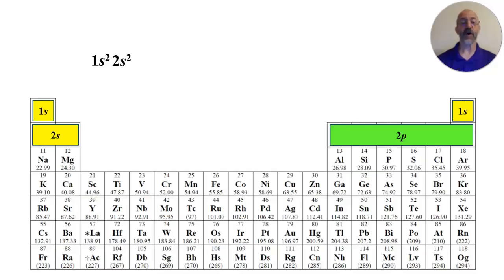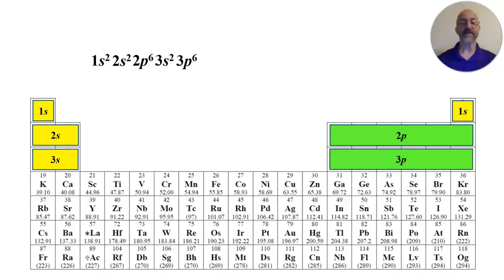This would get us as far as neon, atomic number 10, on the periodic table. Moving on, the next subshell would be 3s, so 3s2, followed by 3p6. This would get us as far as argon, or Ar, on the periodic table.